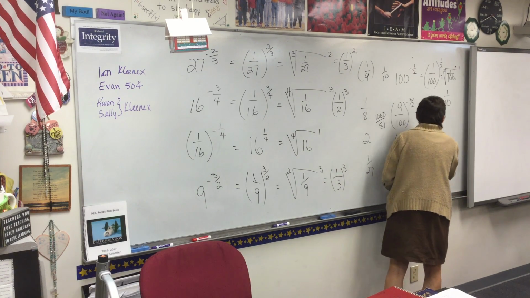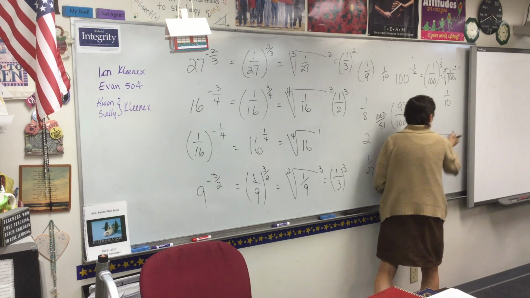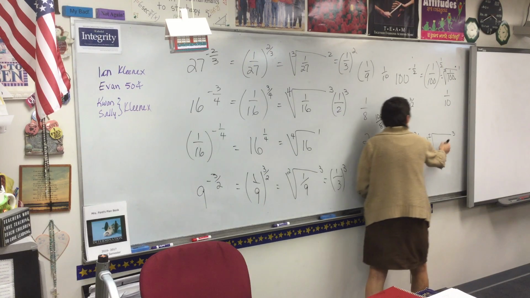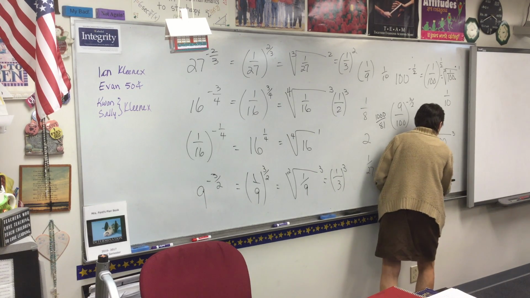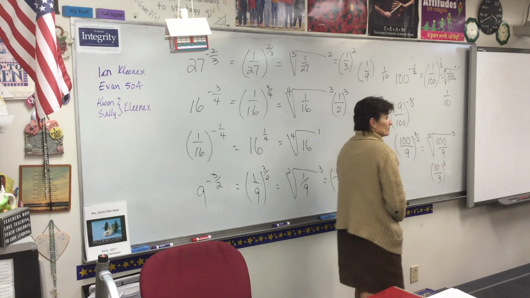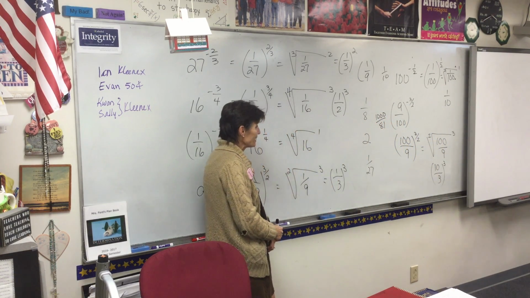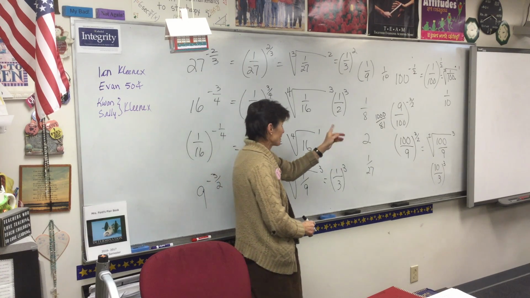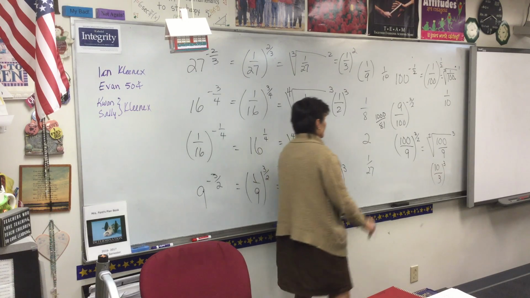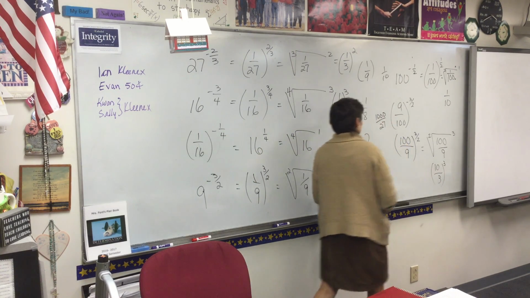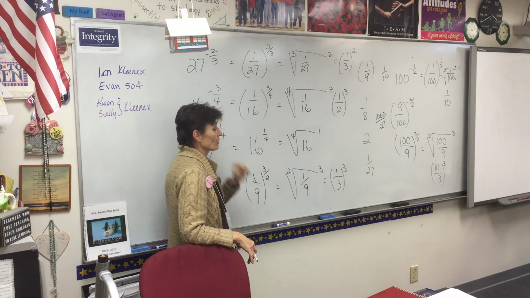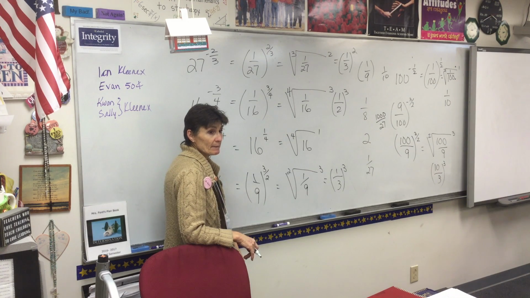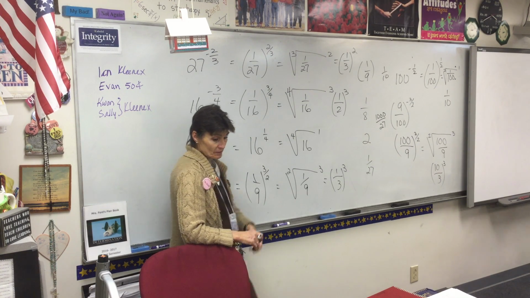Then we think of this as a radical, square root cubed. What's the square root of 100? 10. The square root of 9, 3. Cubed. What's 10 cubed? 10 times 10 times 10, that's 1,000. What's 3 cubed? 27. 81 is 3 to the 4th. All right, we got it? Lots of stuff to know there.